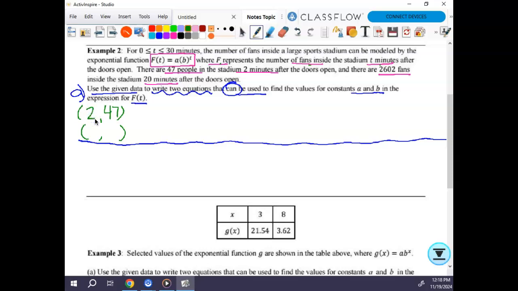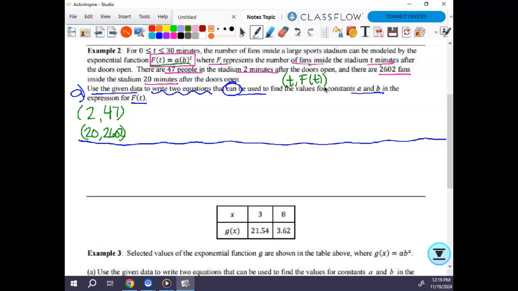And then what's the input for my next ordered pair? 20. And my output? 2602, right? Should have made my parentheses bigger. Everybody okay with where everything came from? So I have my two input-output pairs, and I have what my equation is supposed to look like. And these input-output pairs, these are all T, F of T, right? That's basically your X and your Y, or your input and your output.